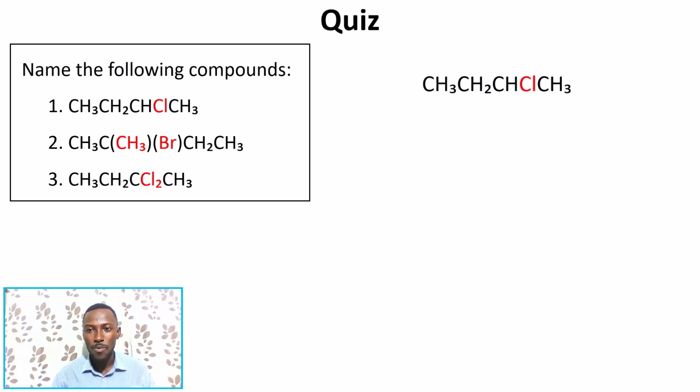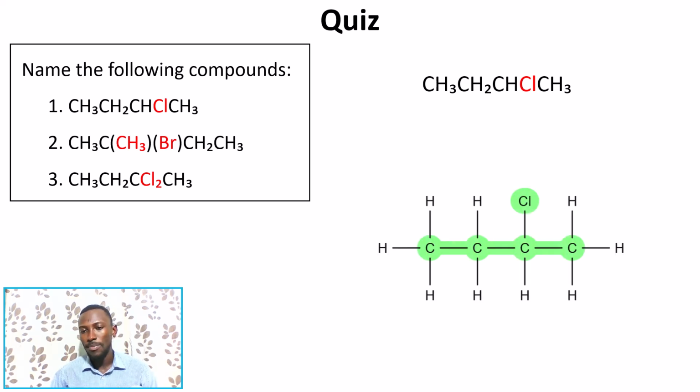So for the first one, number 1, this is the structural formula: CH3, CH2, CHCl, CH3. So this is its displayed formula. What you see at the top is the same as what is at the down. The first carbon is bonded to 3 hydrogens. You see that, right? The second carbon is bonded to 2 hydrogens. The third carbon is bonded to a chlorine and a hydrogen. So the third carbon has a hydrogen and a chlorine. That is written as CHCl. Then the last carbon is bonded to 3 hydrogens.